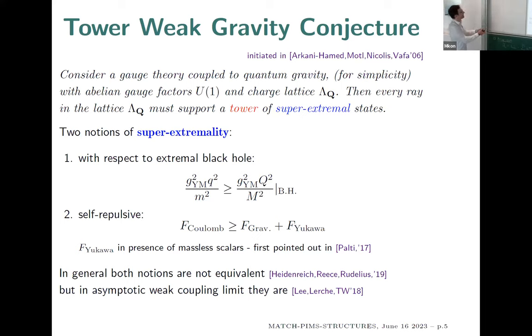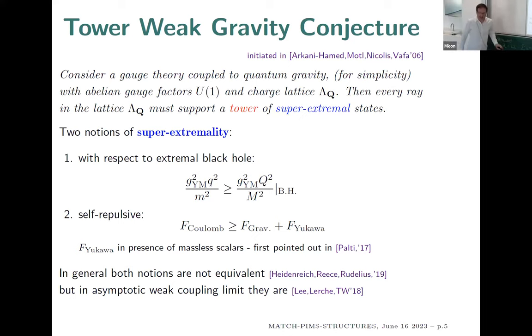You compute the charge to mass ratio of these black holes, so these classical solutions of GR. You take the maximal Q to M of the black holes, these are the extremal black holes. And you say a particle is super extremal if its charge to mass ratio is bigger than the charge to mass of every black hole, in particular of the extremal. So there must be particles with this property. That's the prediction from quantum gravity.